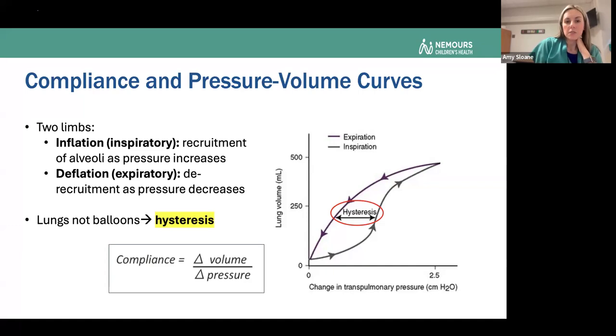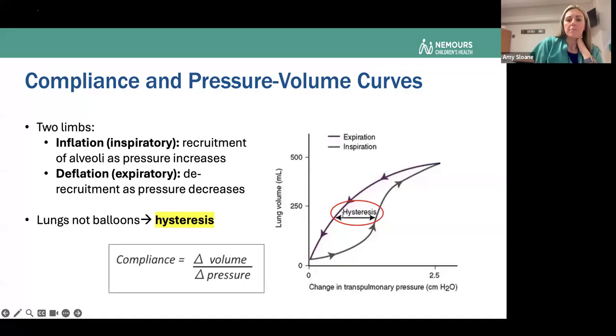So hysteresis is the area where the two limbs do not overlap, and the reason that this exists is that the lung doesn't behave like a perfect elastic balloon. So it takes much more pressure to open the collapsed alveoli during inflation than it does to keep them open once they've already been recruited.